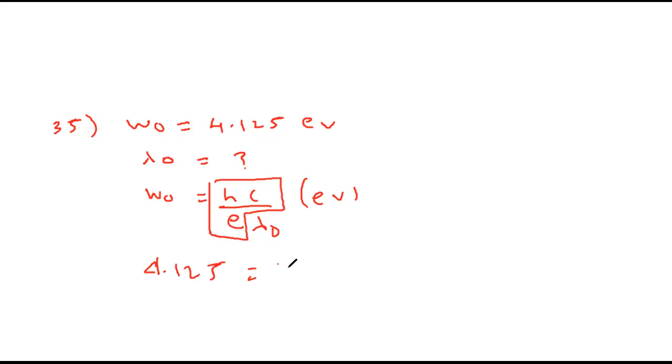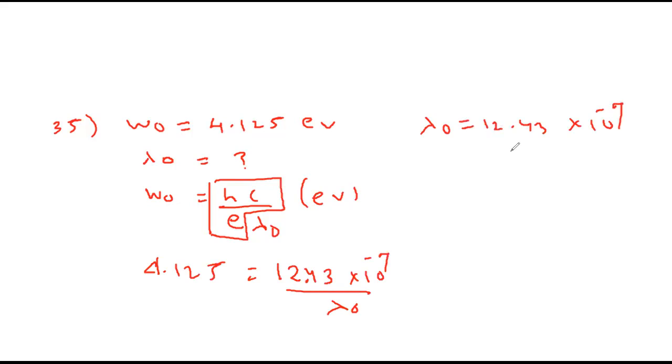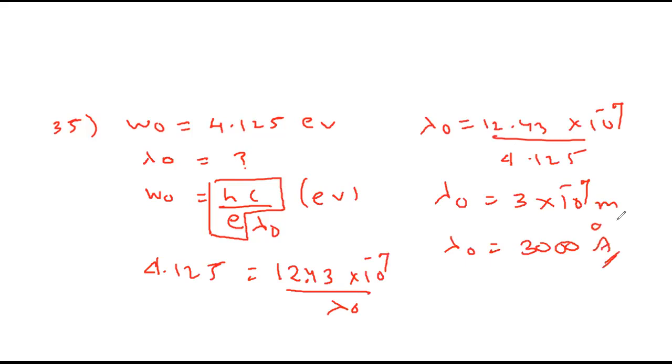This is 12.43 into 10 raised to minus 7 upon lambda 0. So lambda 0 is 12.43 into 10 raised to minus 7 upon 4.125. So this is nearly 3 into 10 raised to minus 7 meter, so approximately 3000 angstrom. Approximately 3000 is given in the options. So all sums you can do faster if you remember this hc upon e value, 12.43 into 10 raised to minus 7.